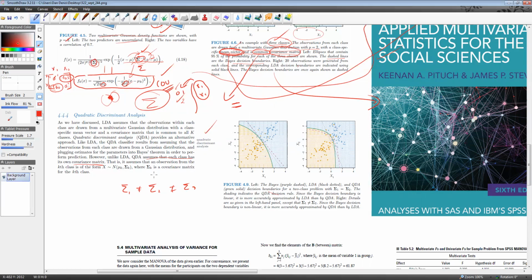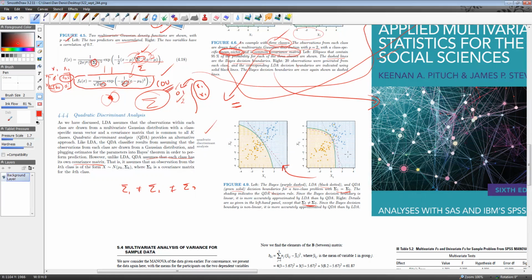You can try it on your data sometimes because maybe the boundary is not a linear boundary, as we see here. The purple dashed line and the black dotted line are the LDA, and the green is the solid green. So in one case, you have a linear boundary. The right-hand details are given in the left-hand panel, except that the covariance matrices are not equal. The purple dash is LDA for a 2-class problem under the condition of equal covariance matrices.